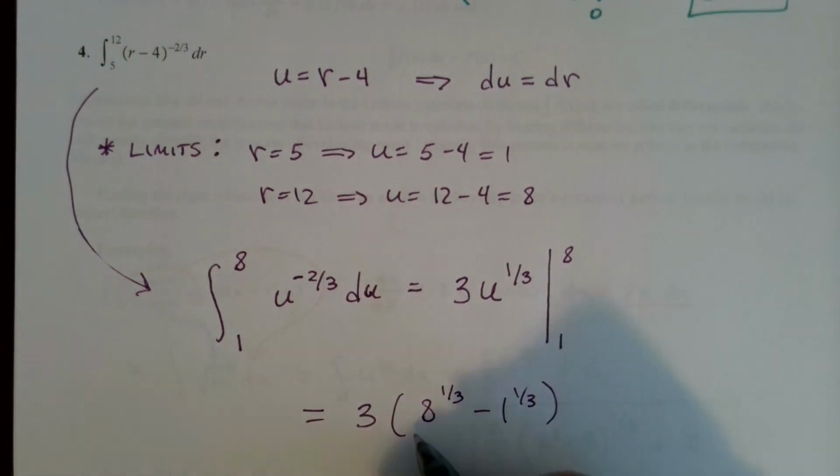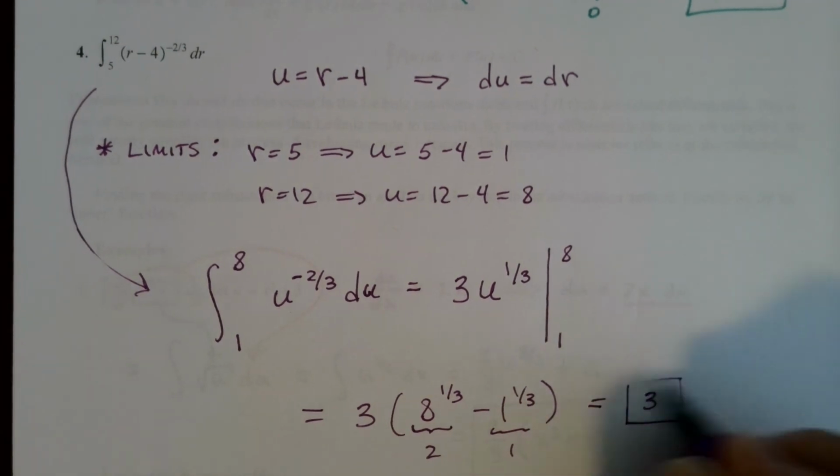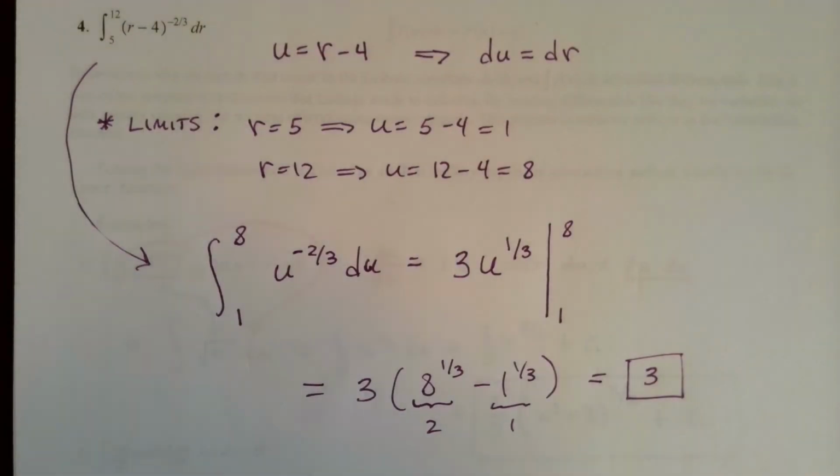1/3 power means cube root. Cube root of 8 is 2. Cube root of 1 is 1. 2 minus 1 is 1. I'm just going to get 3. And there's the value of the definite integral.